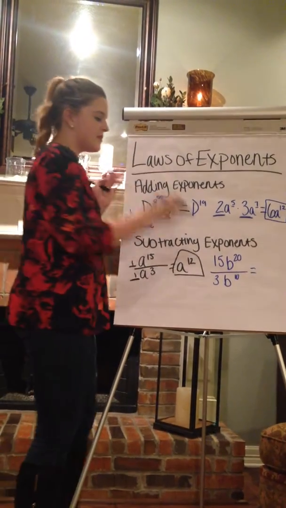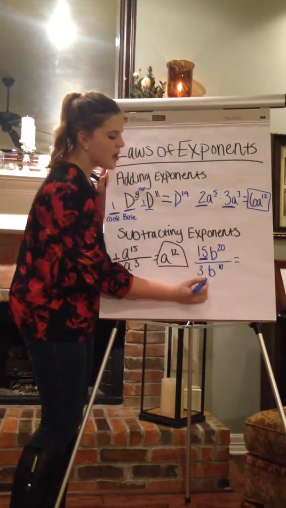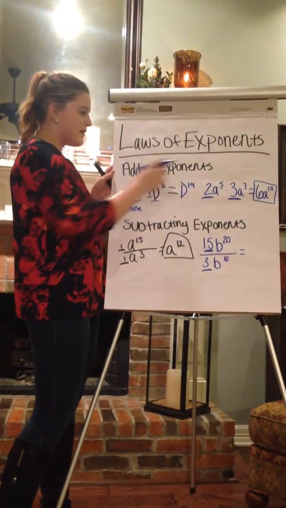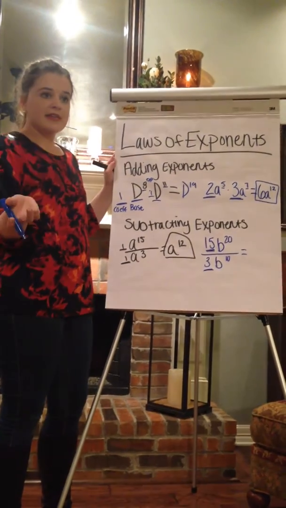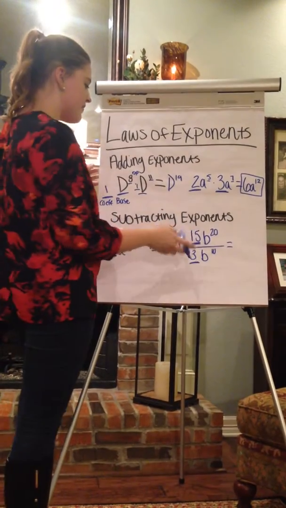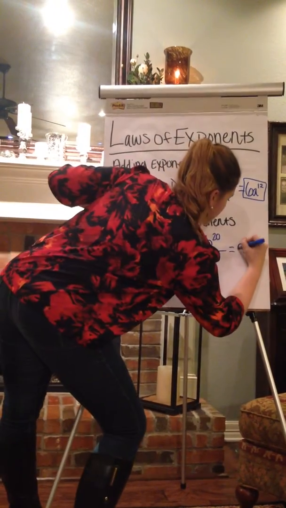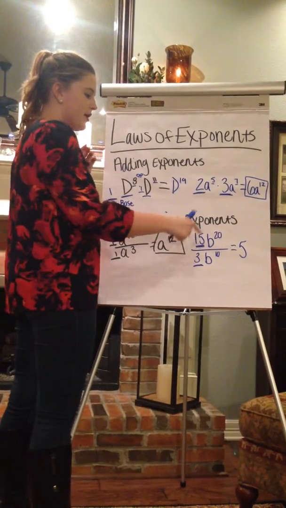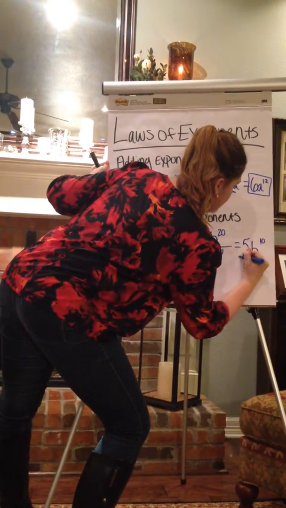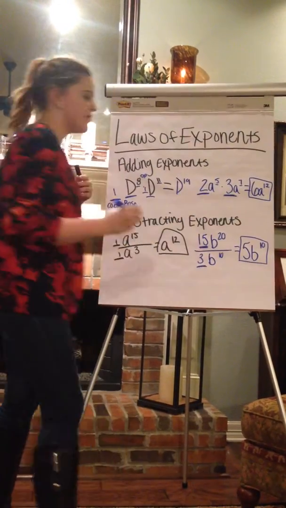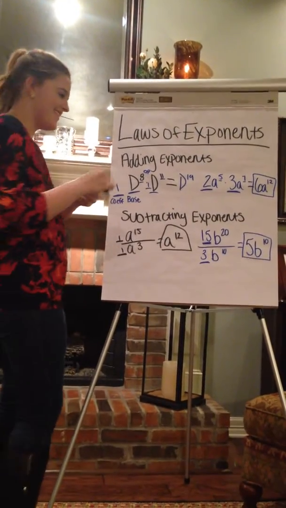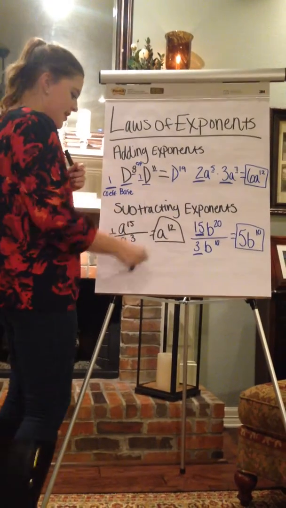Since you have coefficients right here in the problem, you have to divide them. Adding exponents you multiply the coefficients, subtracting exponents you divide the coefficients. So 15 divided by 3 is? 5. And since you're subtracting the exponents here, 20 minus 10 is? 10. So 5b to the 10th. Any questions? Hope I'm not confusing you guys or anything. No. So that is how you subtract the exponents.